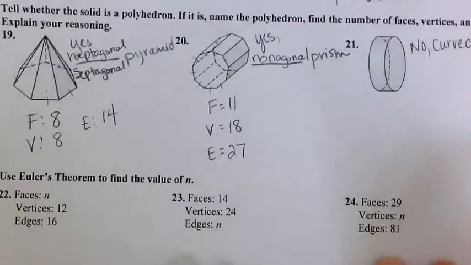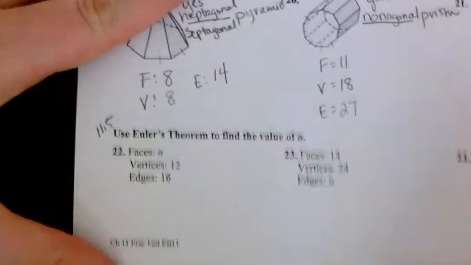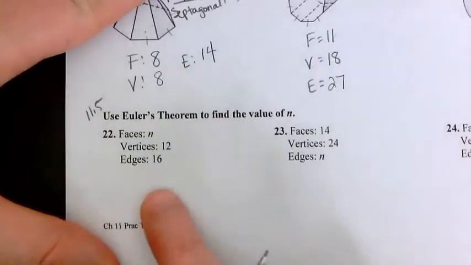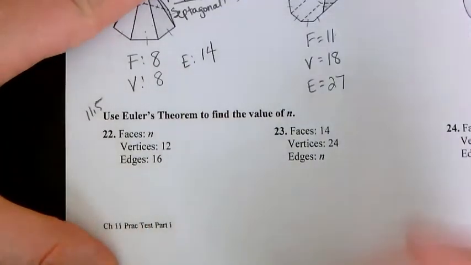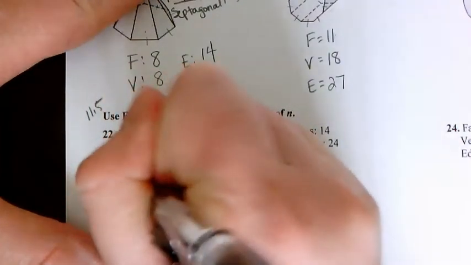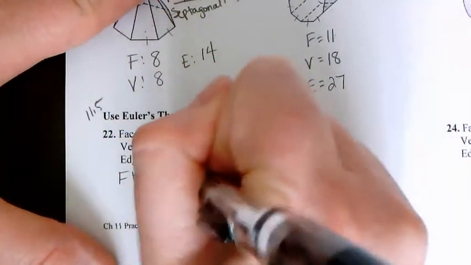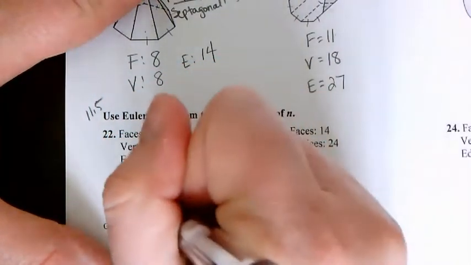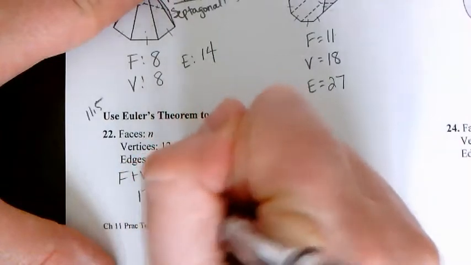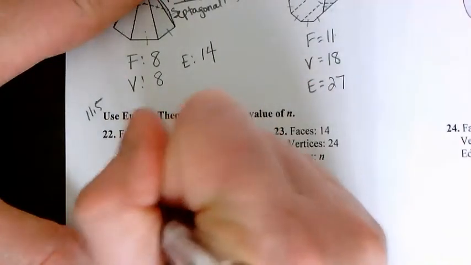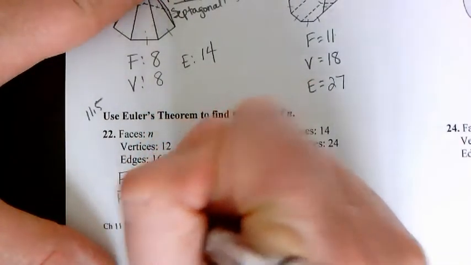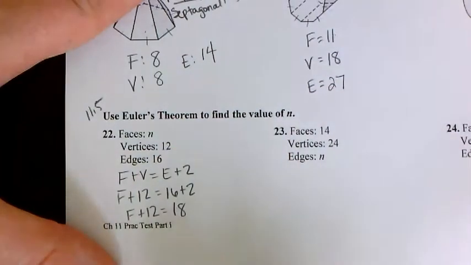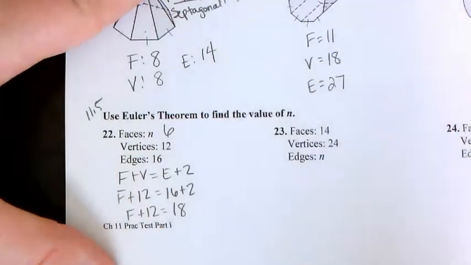So jumping down here now to the other part, 11.5, Euler's theorem, find the number that is missing. So faces plus vertices equals edges plus 2. If this is 12 equal to 16 plus 2 plus faces, faces plus 12 equals 18. What number does faces have to be? 6.